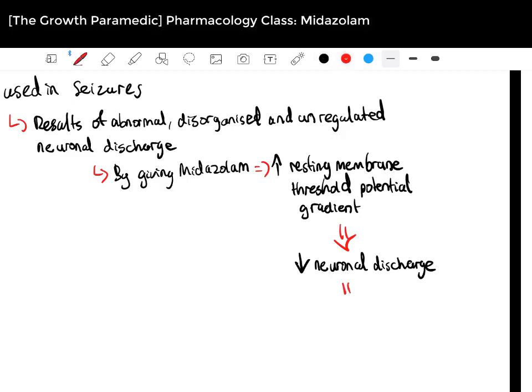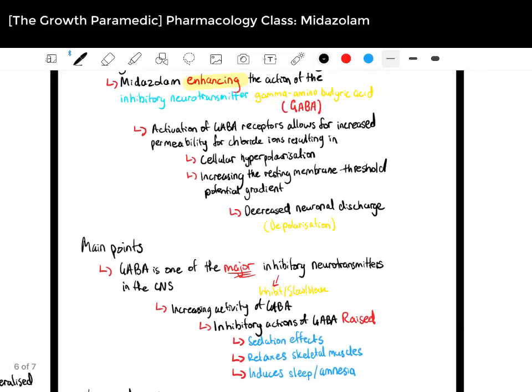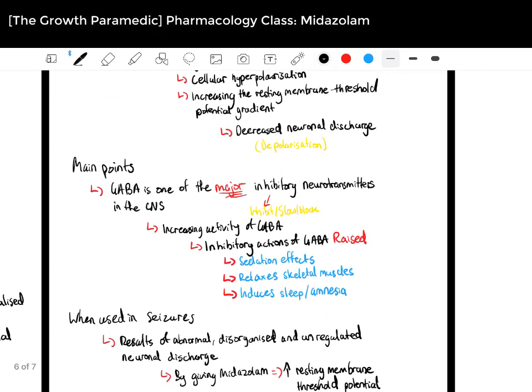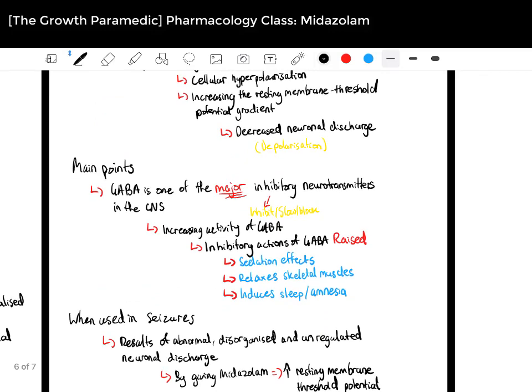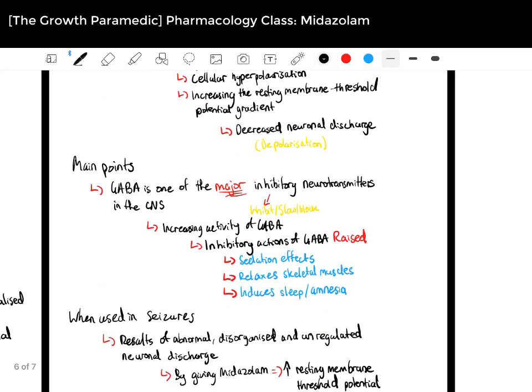in the neural discharge, that then leads to reduction / stoppage or stopping of seizure activity. So that's kind of how midazolam pharmacodynamics works. It just enhances the GABA receptors, and GABA receptors are inhibitory neurotransmitters, and when they are enhanced or when they are increased because of midazolam, that has a sedative effect.